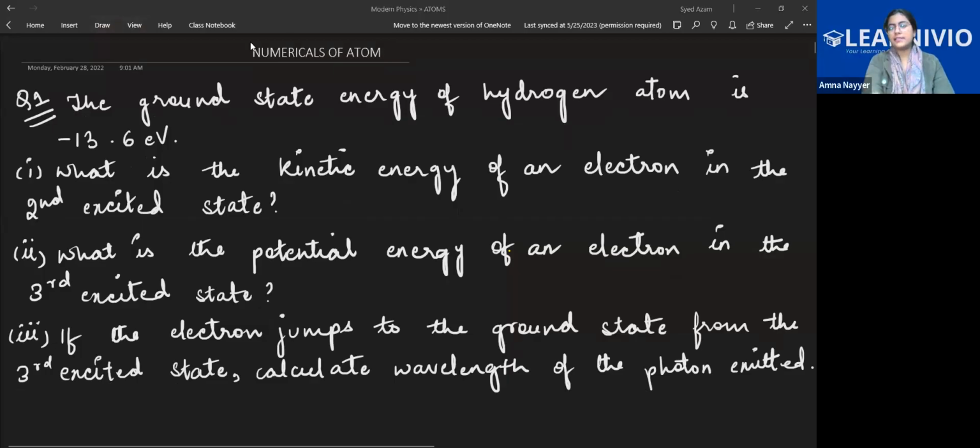Okay, I'll discuss this. A few numericals of atoms we have to do because we didn't do any numerical. Then 3 questions we'll be doing. After that, we'll start with nuclei. Nuclei is a very, very short chapter.